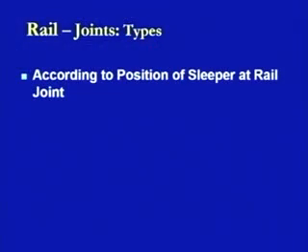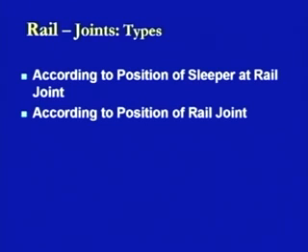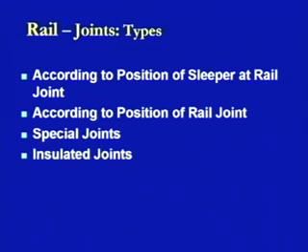So, therefore, as we have discussed all these requirements, now we can look at the various types of rail joints. The rail joints can be classified according to the position of the sleeper at the rail joint, or according to the position of the rail joint, or there may be some special joints, such as insulated joints or welded joints. So, these are some of the types of rail joints which are in general provided globally depending on the requirements of the tracks. We will be looking at all these joints one by one.